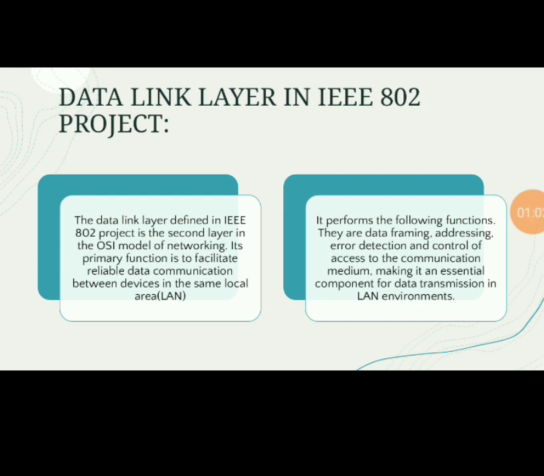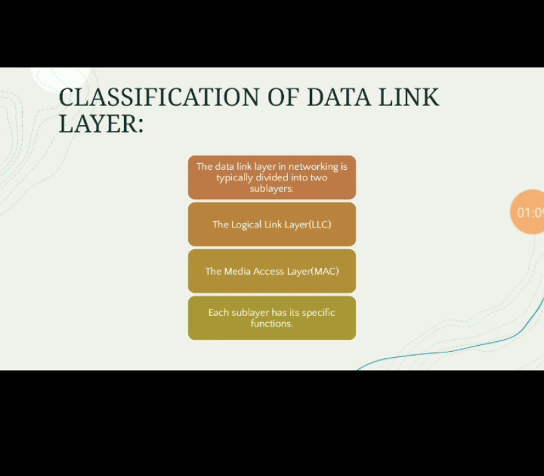It is also used for node-to-node data communication in communication systems. Now let's see classification of data link layer. The data link layer in networking is typically divided into two sublayers. First one, the logical link layer called the LLC. Second one, the media access control layer called MAC. Each sublayer has its specific functions. Let's discuss.